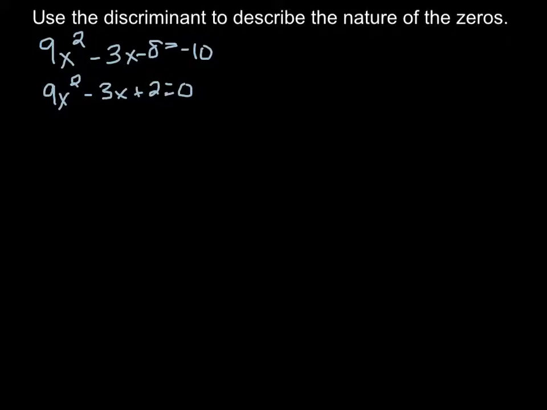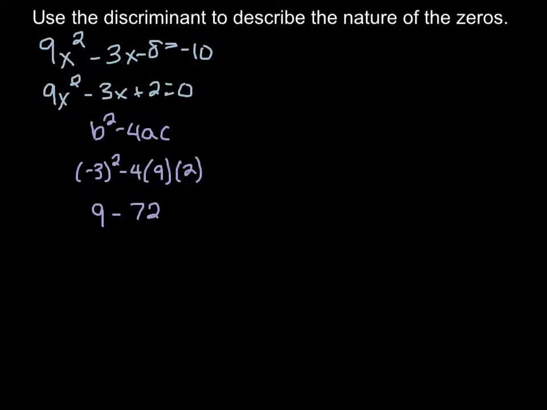My discriminant was b squared minus 4ac. So my b term is negative 3. Negative 3 squared minus 4 times 9 times 2. 9 minus 72, which is negative 63, which is less than 0. So that's going to tell us that we have two non-real solutions.